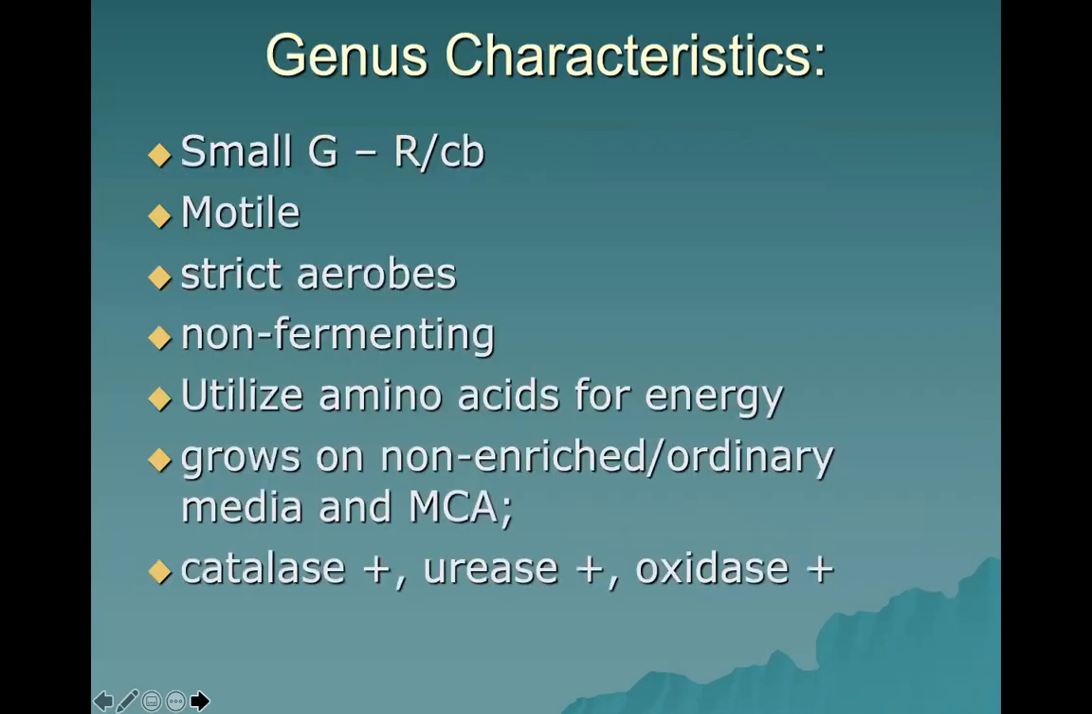For the characteristics of the genus, in terms of cellular or morphological characteristics, the Bordetella are known to be small gram-negative rods or cocobacillary in form. They are motile. For the cultural characteristics, they are strict aerobic bacteria, non-fermenting, so they are non-fermentative in carbohydrates. They utilize amino acids for energy, and they can grow on non-enriched or ordinary media and MacConkey agar. For the biochemical characteristics, they give positive results for catalase, urease, and oxidase tests.